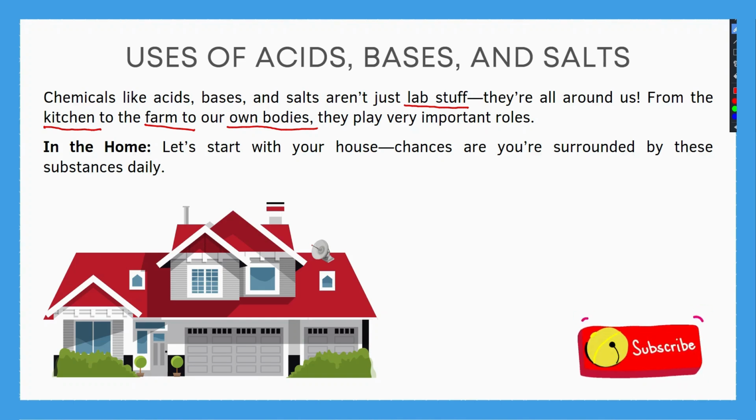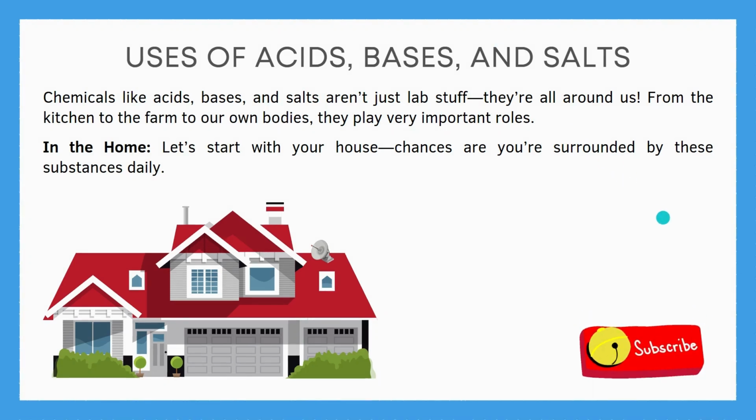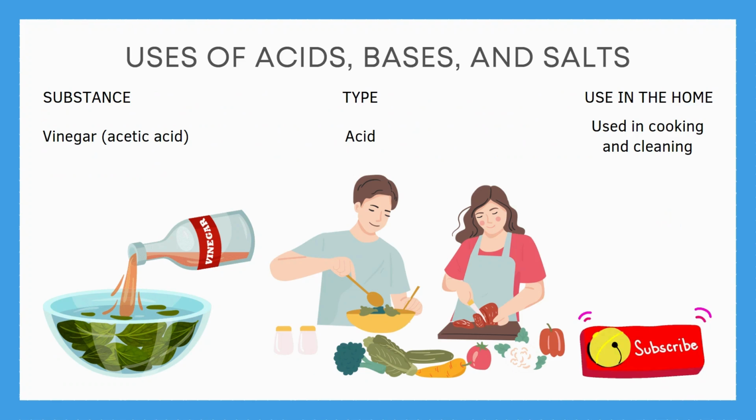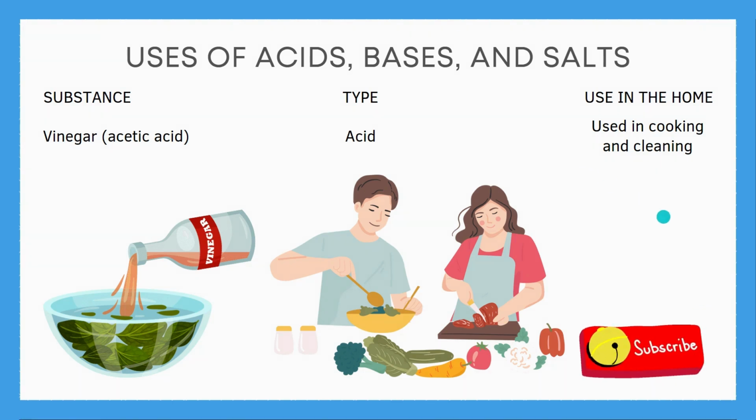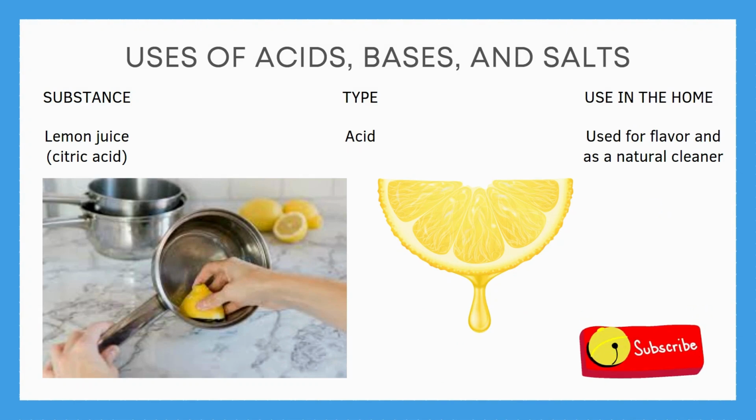Now, in our homes, chances are that you are surrounded by acids, salts, and bases on a daily basis. The first thing that we see is the substance vinegar. The substance vinegar is also called acetic acid in chemistry. This is a substance that is usually found in the kitchen, and it is an acid, and it is used in the process of cooking, and is also used in the process of cleaning. So you can see it is not just limited to carrying out reactions in the laboratories. These things actually apply to our daily lives.